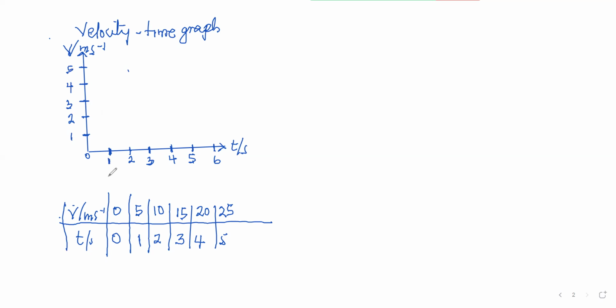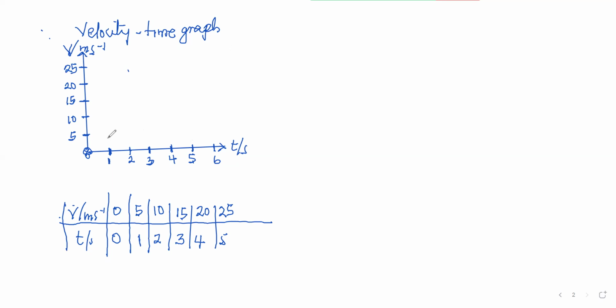Okay, so let's plot. At time of 0, velocity 0. At time of 1 second, velocity, oh, we have in 5 intervals. Okay, so we must change it to 5, 10, 15, 20, 25.